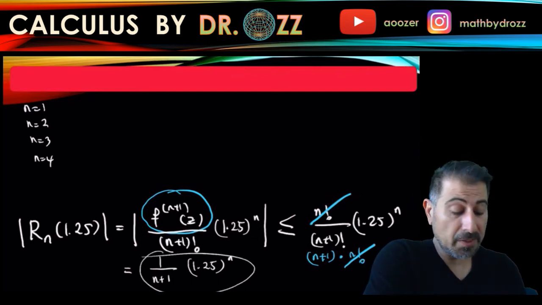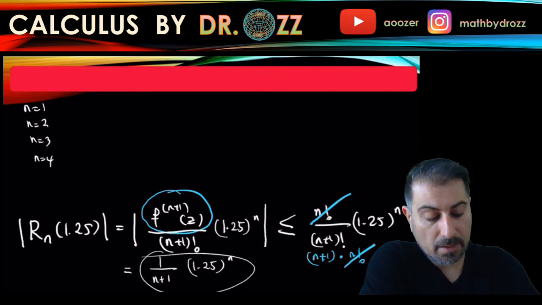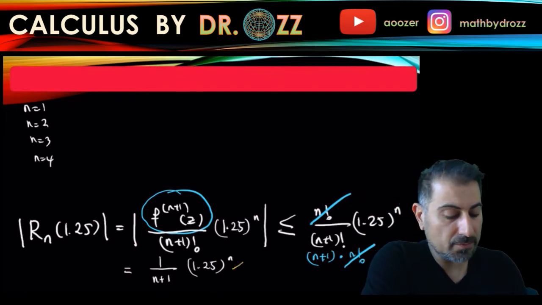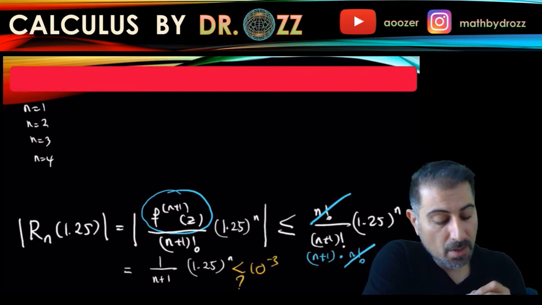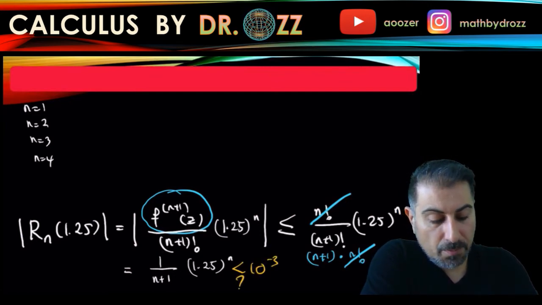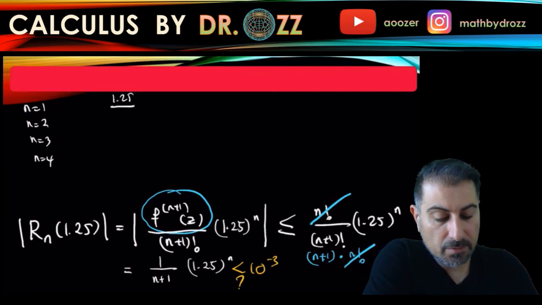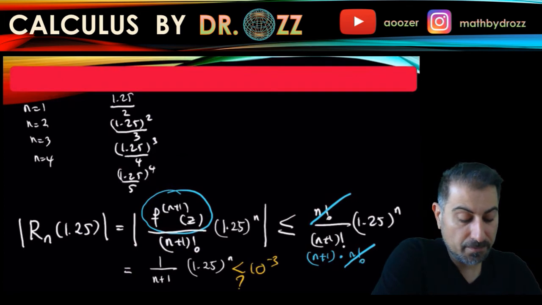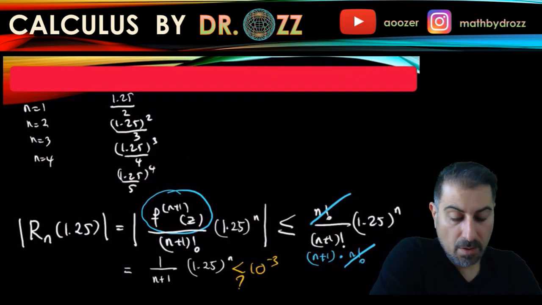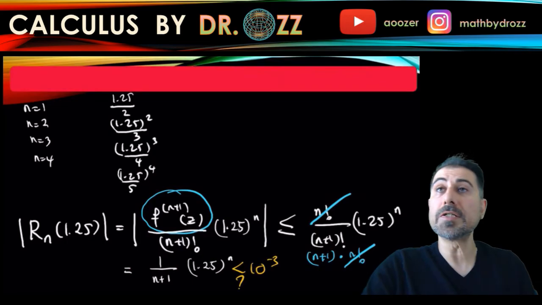For n equals 1, n equals 2, n equals 3, n equals 4, you can just write this quantity to check if it's going to be less than 10 to the minus 3. So what is the n value for that? That's what we're after, right? For n equals 1, it's going to be 1.25 divided by 2. For n equals 2, it's going to be 1.25 squared divided by 3, 1.25 cubed divided by 4, 1.25 to the 4th divided by 5. Okay? So go ahead and then calculate those.